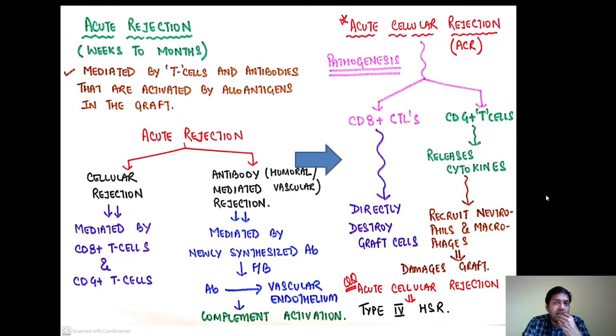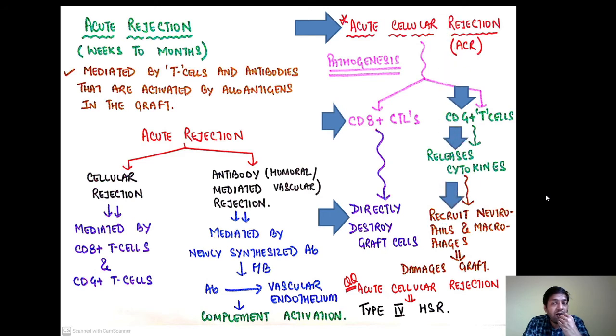So acute cellular rejection, if you see, what is the pathogenesis? So as you see, they are basically activating the CD8 plus cytotoxic T cells, which are directly going to destroy the graft cells. On the other hand, we are having CD4 plus T cells, which are not going to directly act on the graft, but they are instead going to release cytokines, which are going to recruit the neutrophils and the macrophages, that is going to damage the graft. Okay, so this basically is the pathogenesis of acute cellular rejection, by both CD8 plus T cells and CD4 plus T cells. Remember, acute cellular rejection, a very important MCQ, is a type of type 4 hypersensitivity reaction.